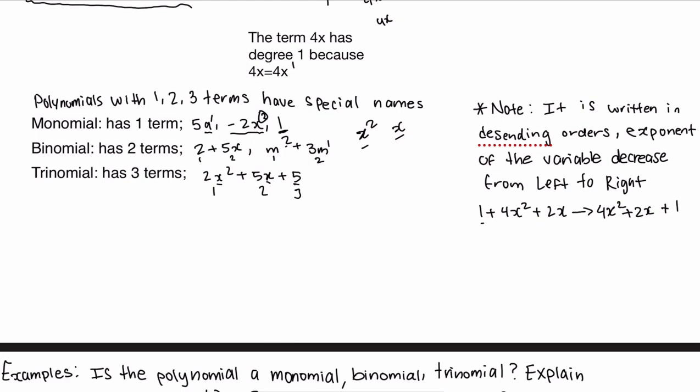So for example, if you have this right here, this is not in the correct order because this has degree 0, this has degree 2, this has degree 1. If you were to write it properly, this would be first because it's the highest degree, which is 2. This would be second because it has the second highest degree, which is 1. And obviously this will be third because it has no degree to it. So it will be written as 4x squared plus 2x plus 1.